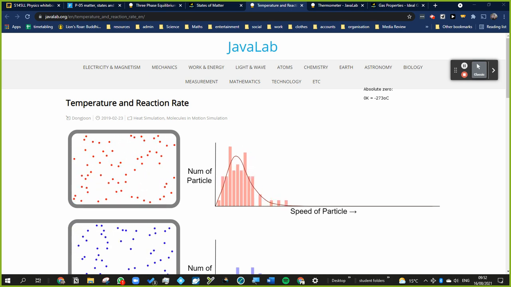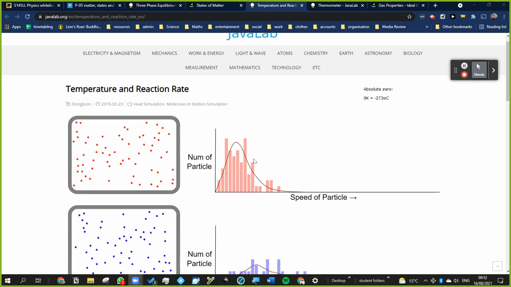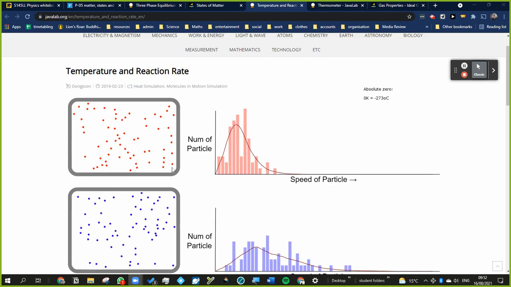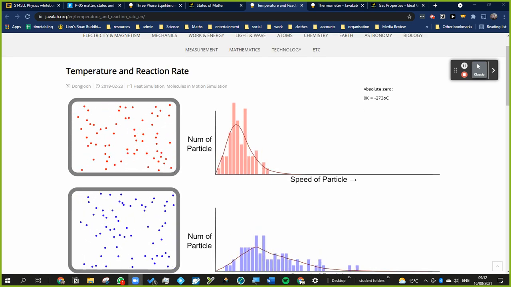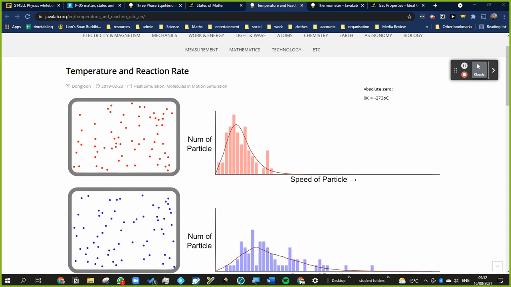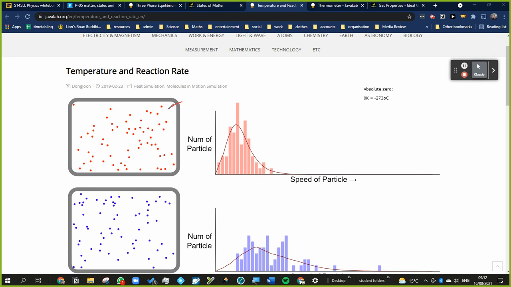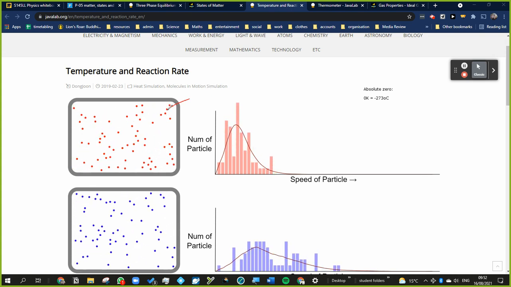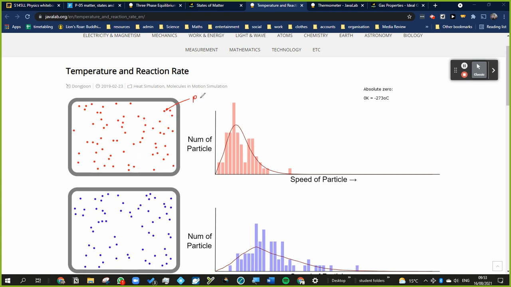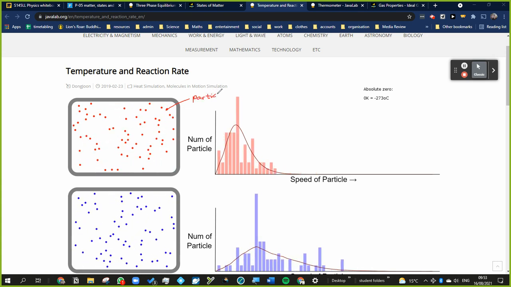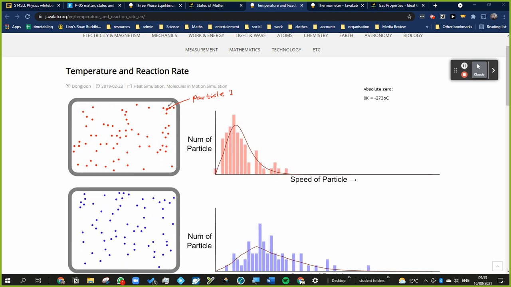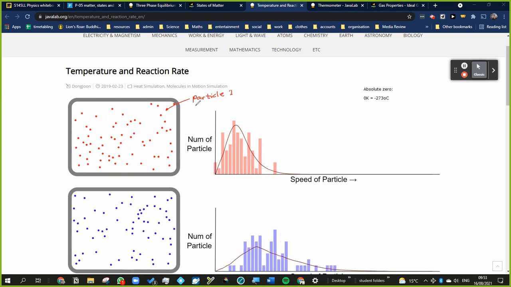What we're going to do is imagine that we're looking at all these particles and measuring the speed of each of the particles. Unfortunately, I can't actually pause this simulation, but if I could, I would like to point at one of these atoms. In fact, I could draw one, couldn't I? I'm going to draw this particle and call it particle 1.